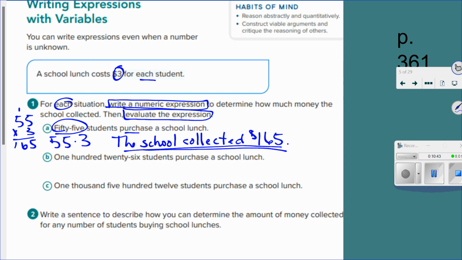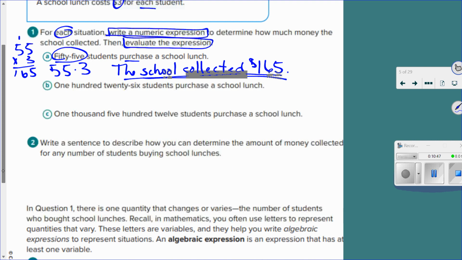Okay, so you do that for parts B and C. And then I want you to try to do part 2, write a sentence to describe how you can determine the amount of money collected for any number of students buying school lunches. In other words, just tell me what you would do every time. So we'll go to that point. I'll give you guys like 2 minutes.